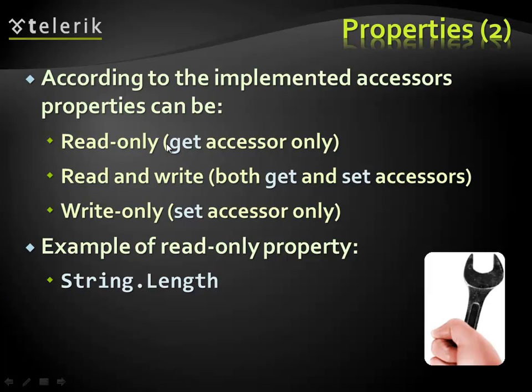So if we have a property which only has a get accessor, that means it can be only read. And if it has a get and set, it could be read and written. And if it has only set, it can only be set, and we cannot read its value from the outside. For example, string.length. Length is a property of a string. So every instance of our string, every string that we have will have a different length. But we cannot change this value. We cannot directly go to string length equals something.